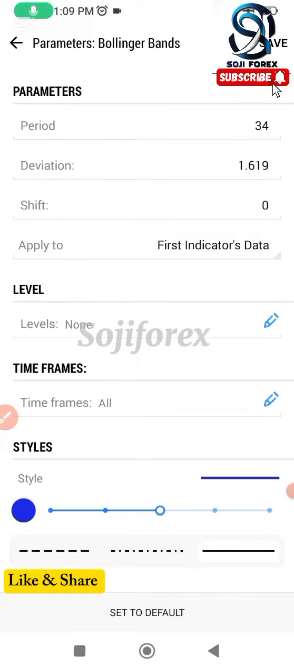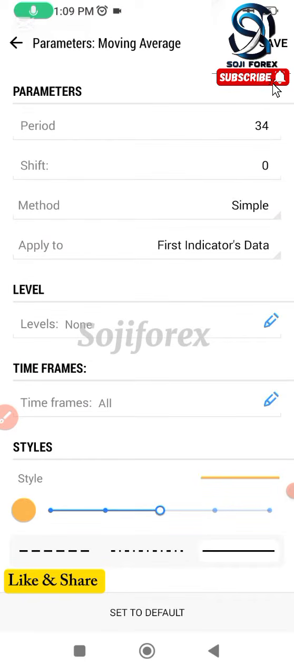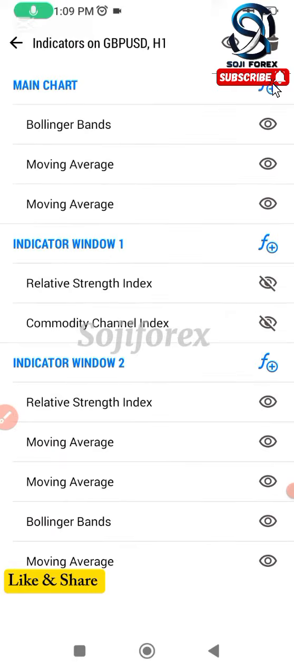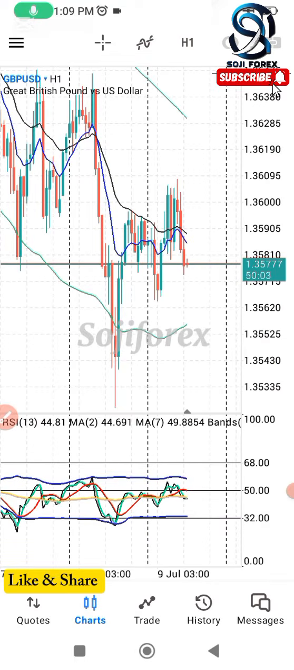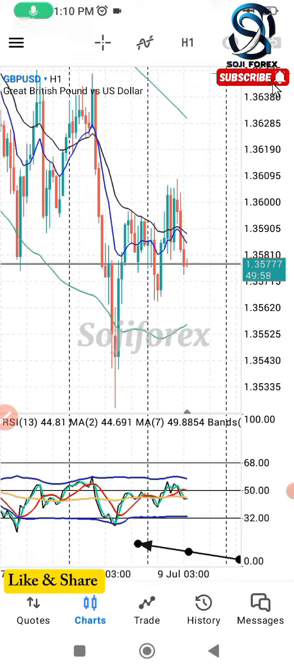Then we have our Bollinger Band. You can see in this case we are using 34. Then the deviation is 1.619 and you are applying it to first indicator data. Very important. Then the last but not the least is our moving average. The period is 34. It is simple and we are applying it to first indicator data. So if you have done all of that setting correctly, then your chart will be looking exactly like mine.